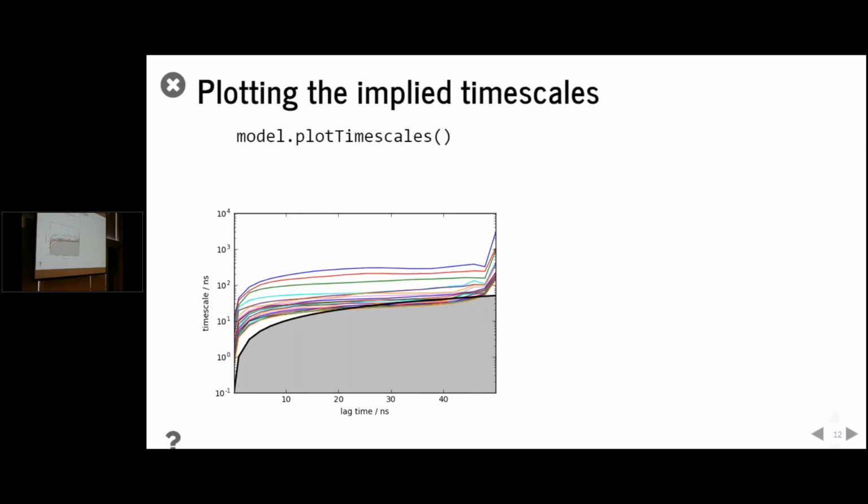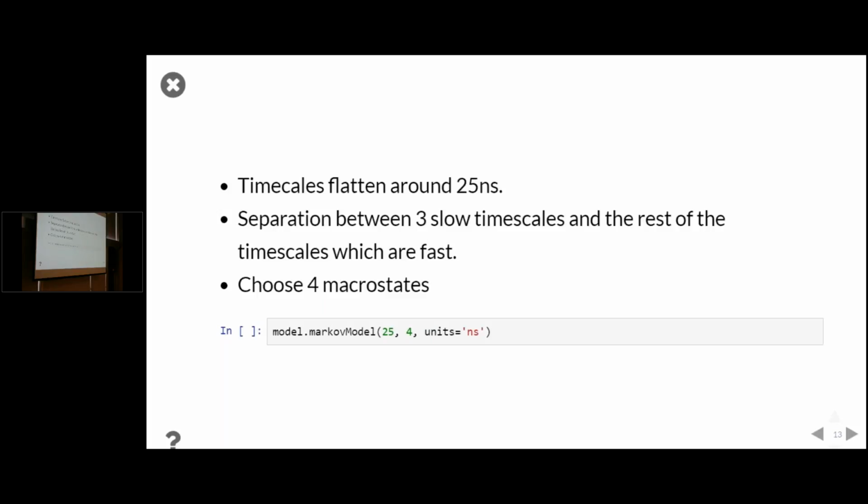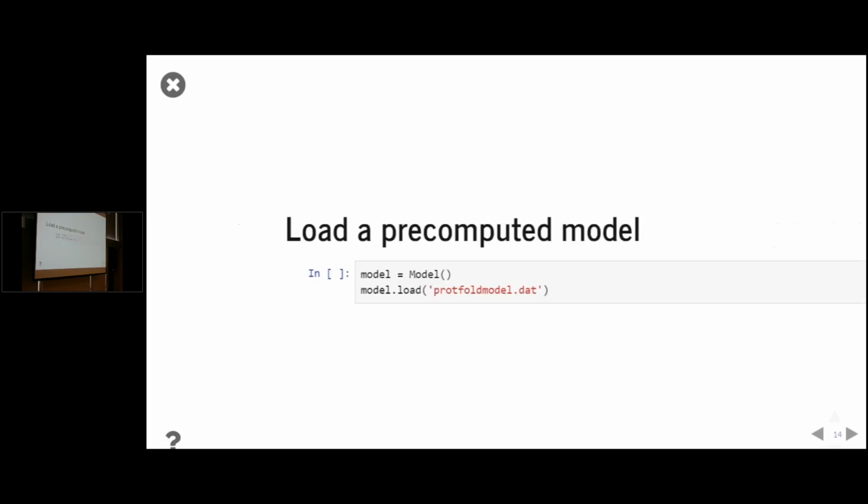Then you create your model by passing the clustering of the metric data object to the model class. Then you can call the model.plotTimescales command, which plots the timescales for you. Here we might choose a lag time of, let's say, 25 nanoseconds, where it's nice, flat, and also well separated, the top 3 slow processes. Since we have 3 slow timescales, we're going to pick 4 macrostates. 25 nanoseconds lag time and 4 macrostates, and that's it. That's how we build a Markov model.